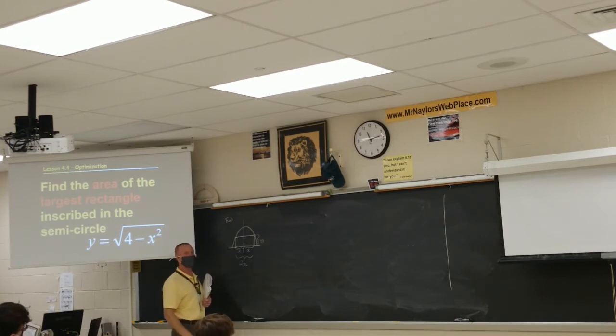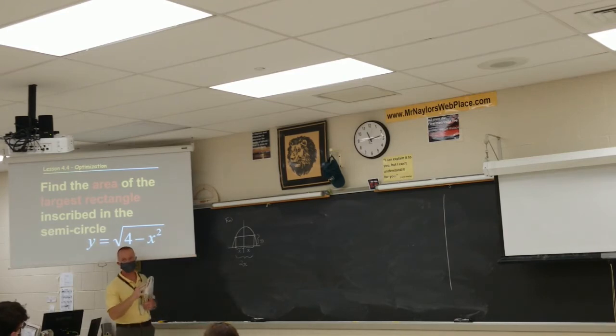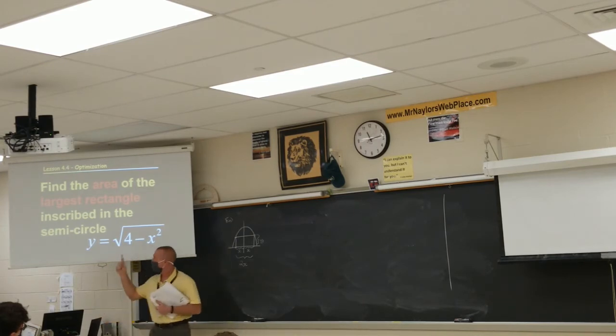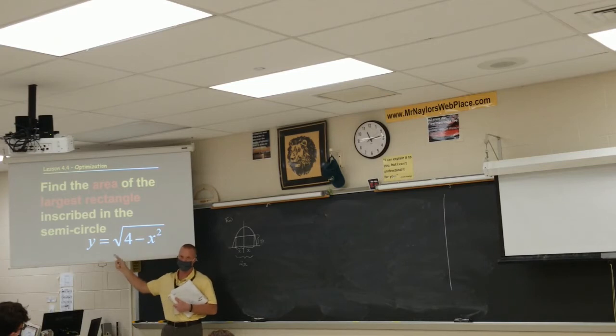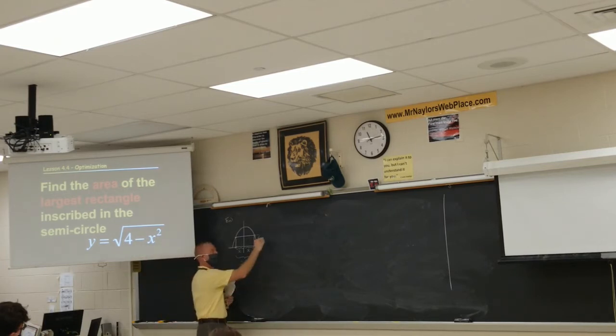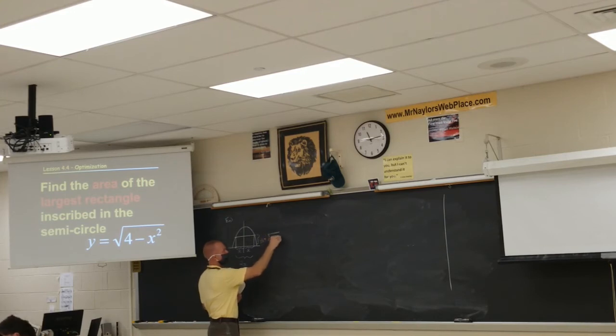Now you'll realize that we don't want to have two variables. We don't want x and y. But the good news is we know what y equals. y equals something with x. It actually equals the square root of 4 minus x squared.